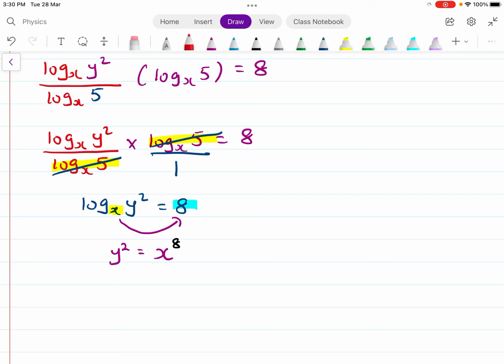So what is y? y is equal to x to the power of 4. How do I get x to the power of 4? Very simple. You just square root the left hand side and right hand side. Then that's it. So that is how we solve this question.